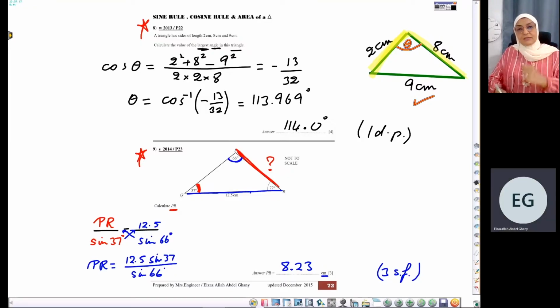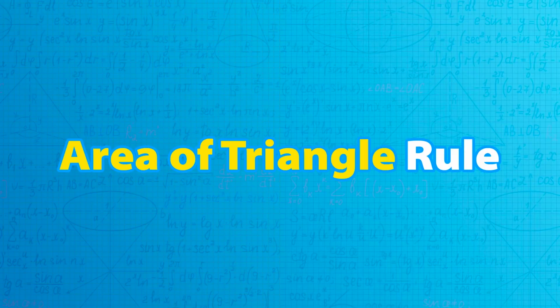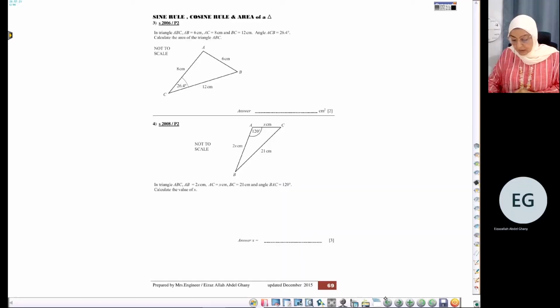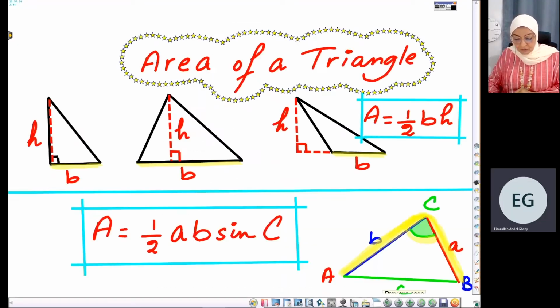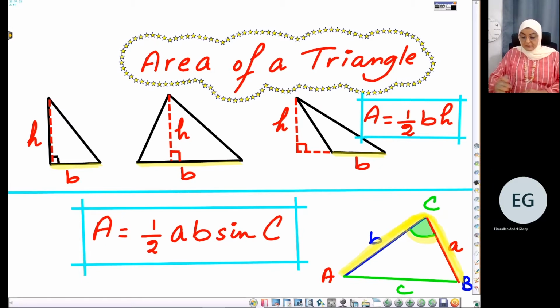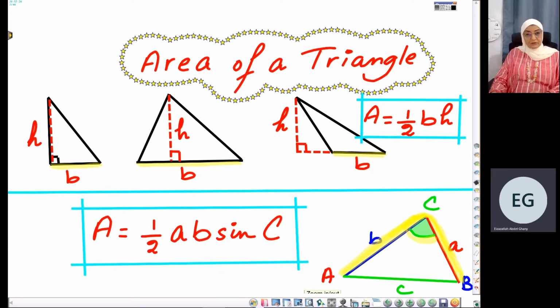But before going to this case, there is something which is always accompanied with sine rule, cosine rule, which is area of a triangle. You remember area of a triangle, you took it maybe in year 4, it is half base times height. These are the 3 cases of area of a triangle.